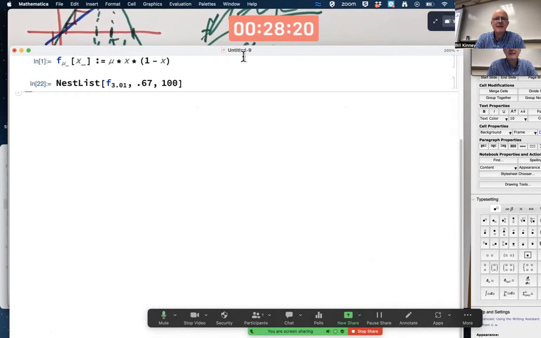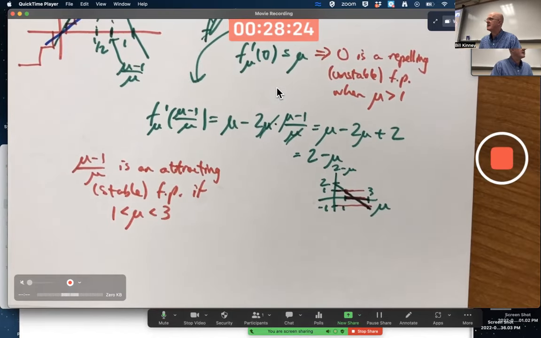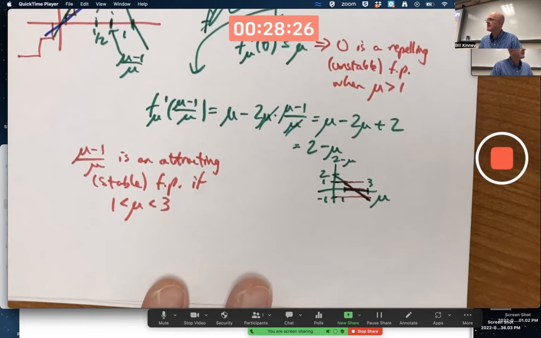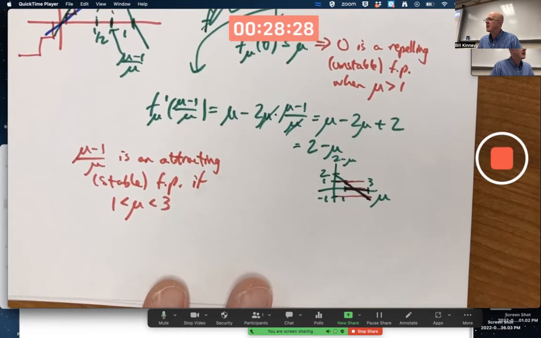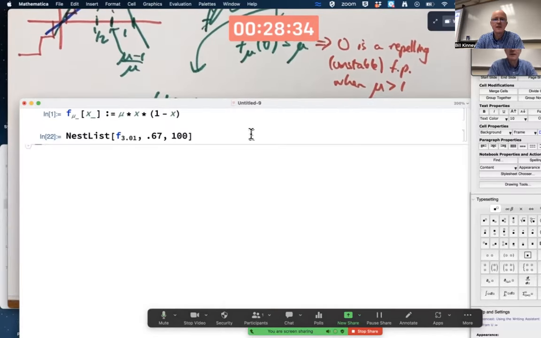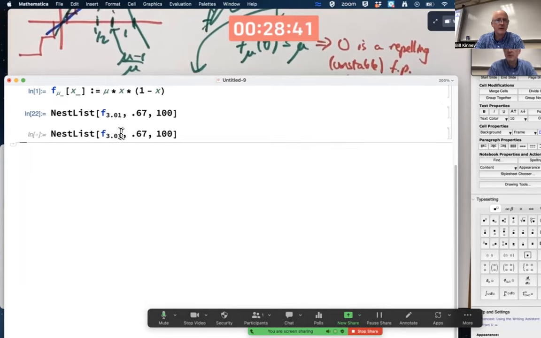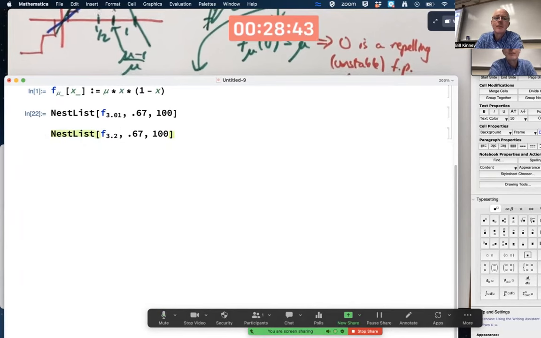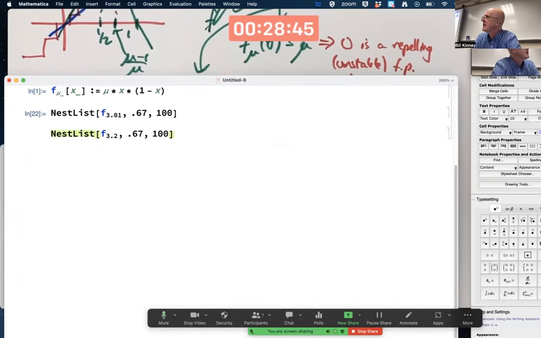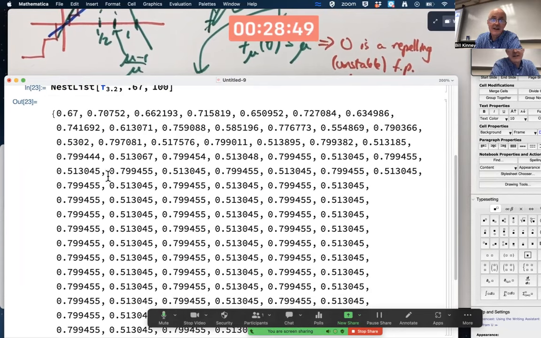So what happens at that bifurcation value? It's changing from attracting to repelling. Do we get a period 2 point? Remember period 2? Let's try mu significantly, well, not super significantly bigger than 3. Let's try mu equals 3.2. Is there a clear period 2 point or not? Looks like there is. Look at that.